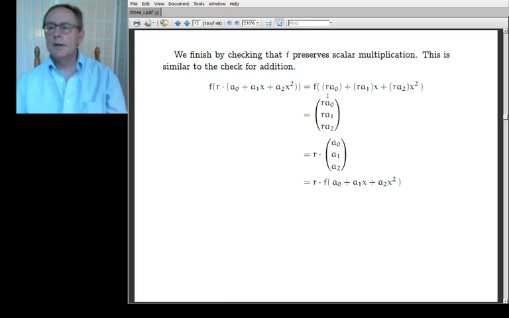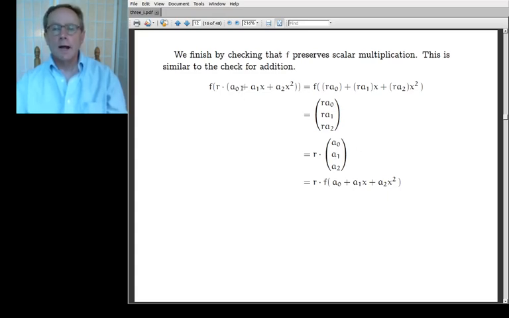What does f do here? F takes the constant term and writes it on top. F takes the coefficient of x, writes it in the middle. F takes the coefficient of x squared, writes it on the bottom. Can I get from there to the other side? I need this because this here is f of a0 plus a1x plus a2x squared. So I need... Yes, that's absolutely right. That's the definition of scalar multiplication. That's how you multiply a vector times a real: you multiply the components times the real. So that's right. So I have equal, equal, equal, so I'm done.